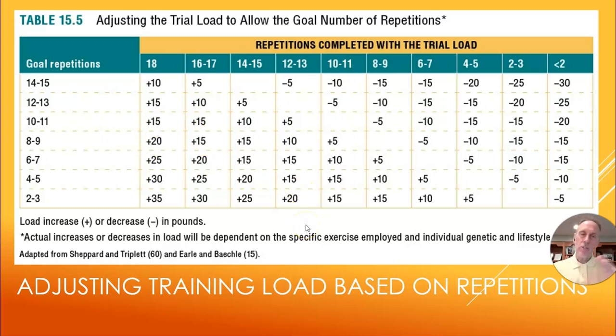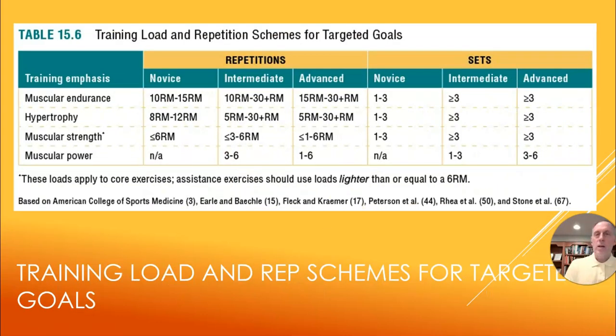I would take a couple moments just to kind of acquaint yourself with this concept, but don't freak too much about the actual numbers in here. You've got to understand that conceptually, it's one of the things I believe they ask about in the test. Training load and repetition schemes for targeted goals.